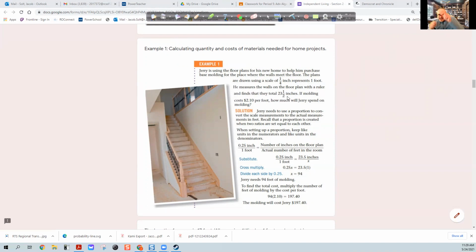So on the floor plan, he takes a ruler on the paper and he measures 23.5 inches of space that he needs to cover with his base molding.